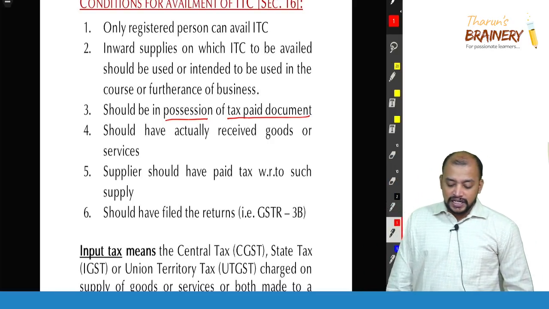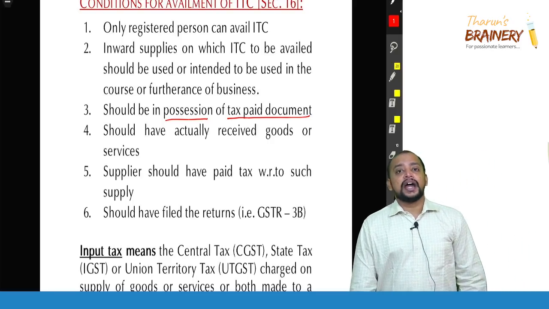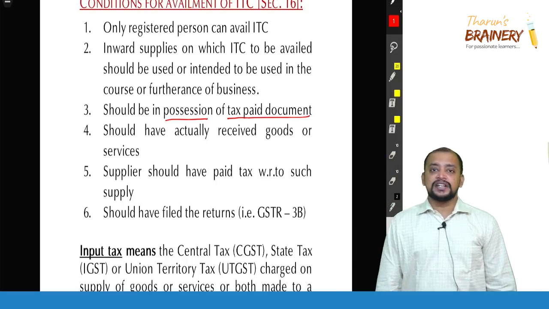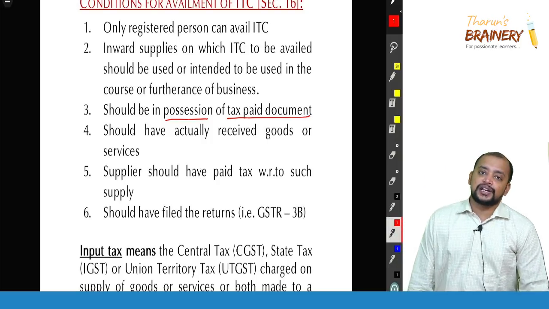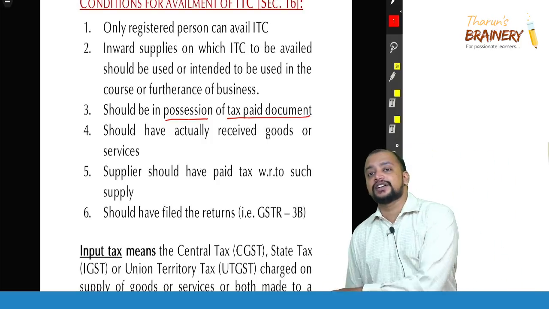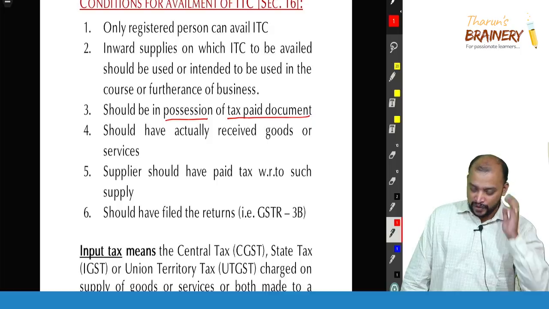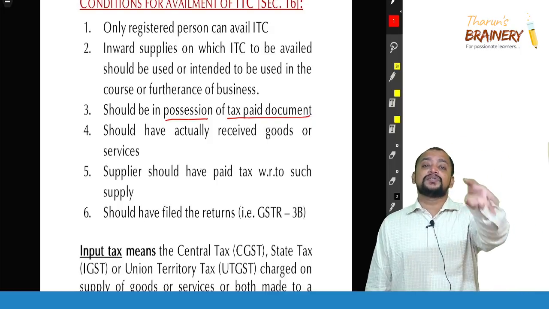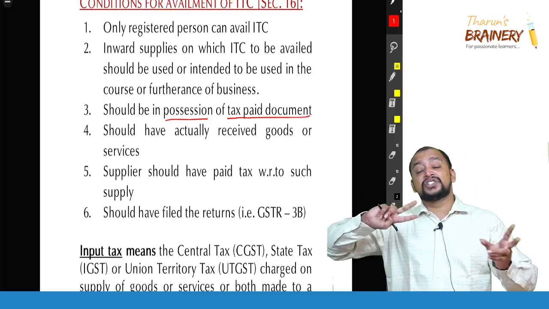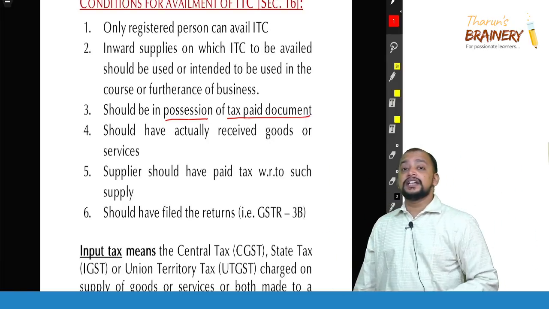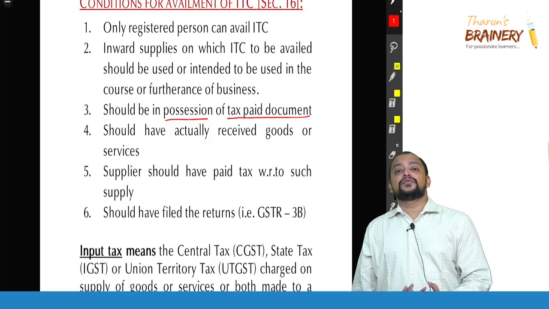Should have actually received the goods or services, and there is a concept of deemed delivery in this place. What is the deemed delivery? Say in case of bill to ship to transactions, goods are delivered to some other address and bill is given to another address. So now the billing address will take the credit. So here there is a concept of deemed delivery.